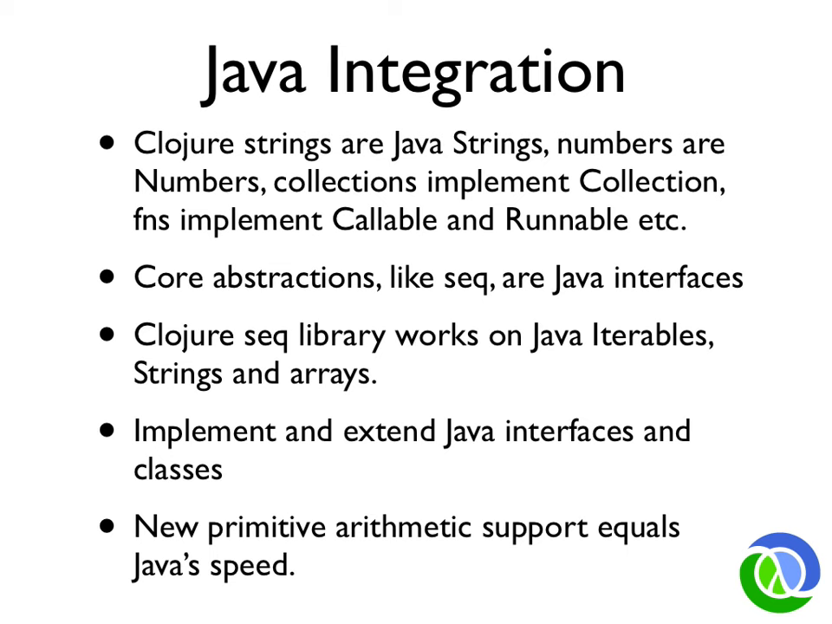The other way, the sequence library already works on a lot of Java stuff with no work. For instance, seq, first, rest, and all those functions work on anything that's Java Iterable, which is all the collections in Java. They work on strings directly, and they work on Java arrays of both objects and native types. So if you want to call partition on a Java hash map, or Java lists, all those functions will work on Java stuff.